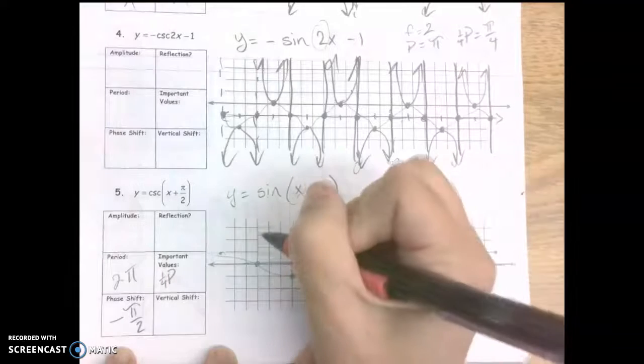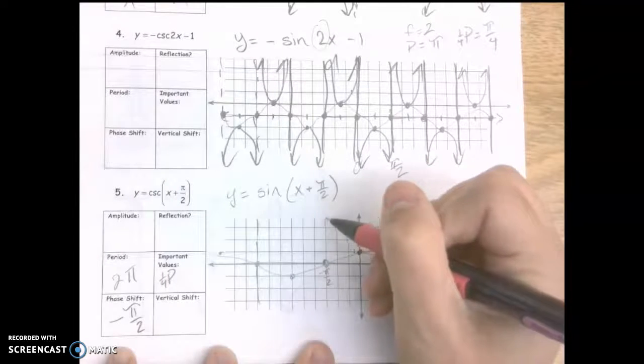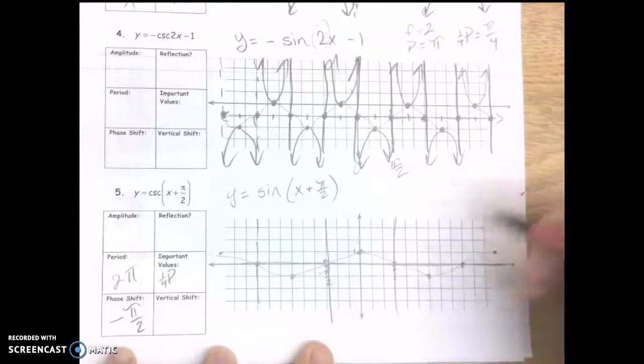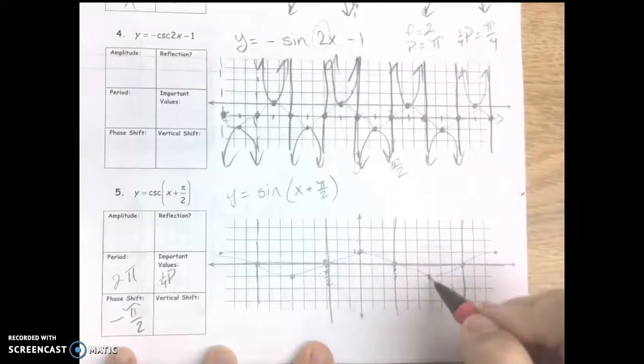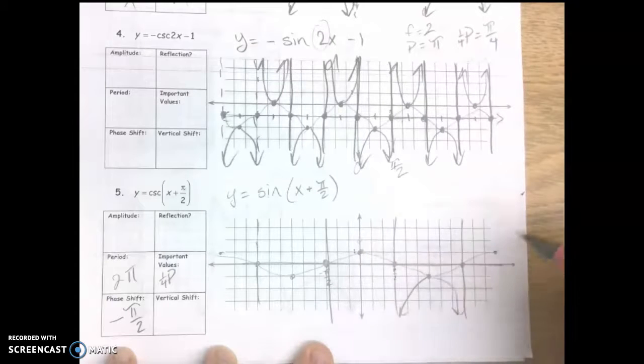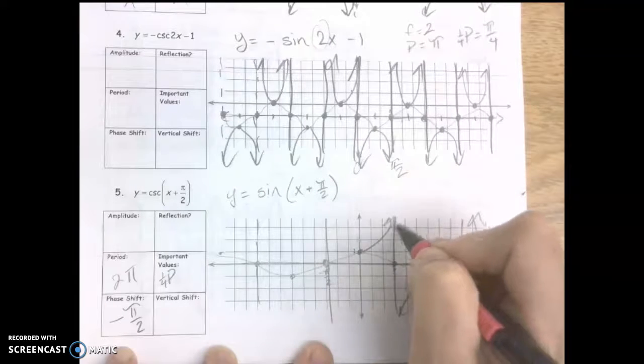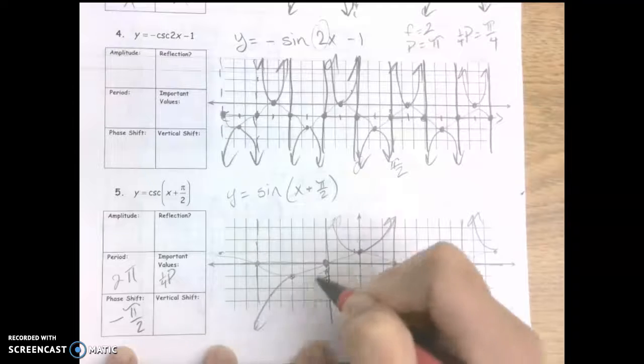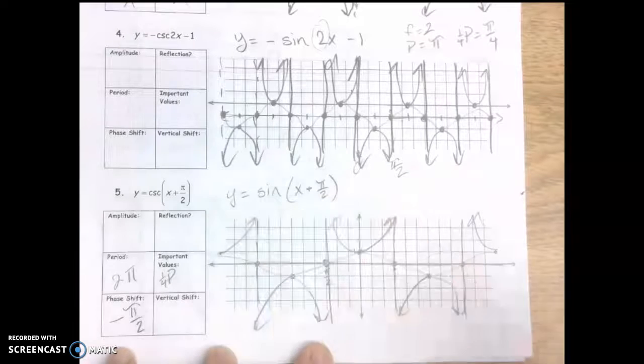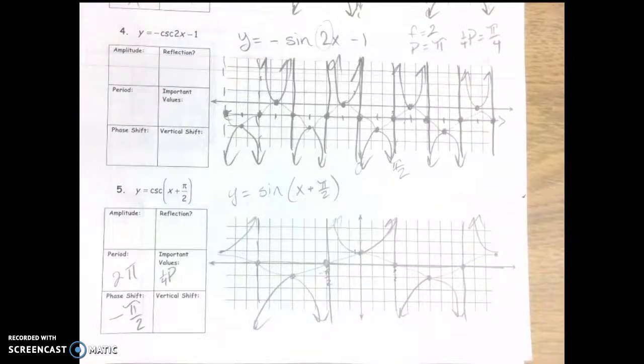All right, so everywhere it crosses the midline is an asymptote. And at minimums, they get a lower secant bowl. Maximums get an upper. And there you have it, graphing secant and cosecant.